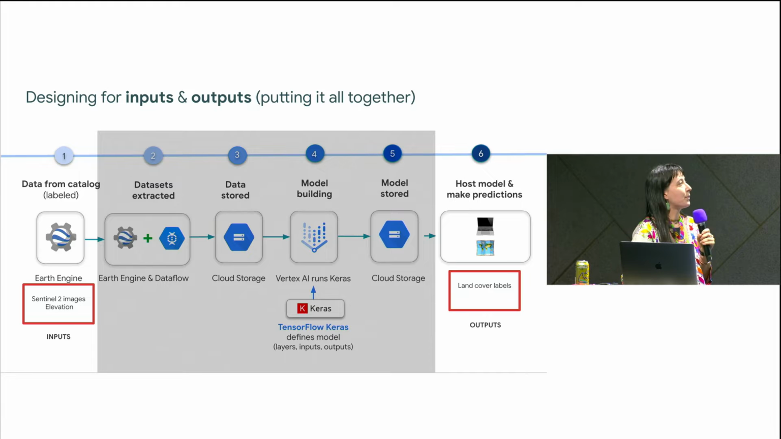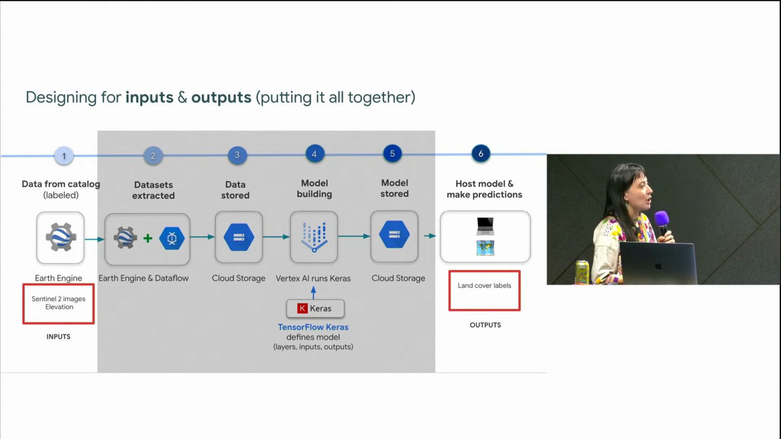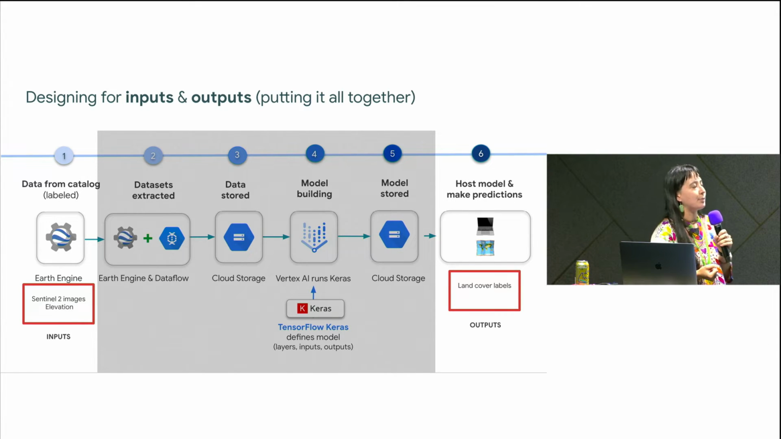All right, so as we put all of these products together, let's move on to the architecture. We built this design keeping in mind the inputs and the outputs. Our inputs are Sentinel-2 images and elevation, and our outputs are land cover. And sure enough, what we're trying to do is land cover classification.